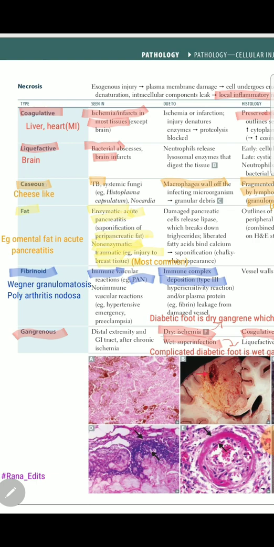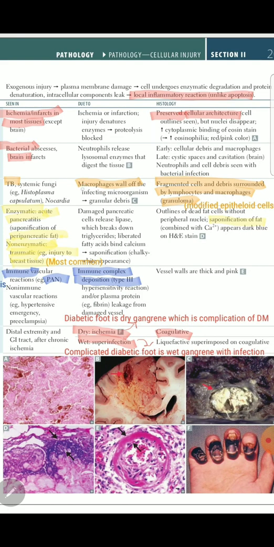Then caseous necrosis is a very famous example of TB, tuberculosis infection. In tuberculosis, it is a chronic granulomatous infection, we know, with central necrosis, called caseous necrosis. Macrophages surround the TB bacteria, Mycobacterium, and wall off the organism, just like a foreign body is walled off, because they cannot digest it otherwise. And then the central fragmented cells and debris sit in the center, basically a depressed area surrounded by lymphocytes.